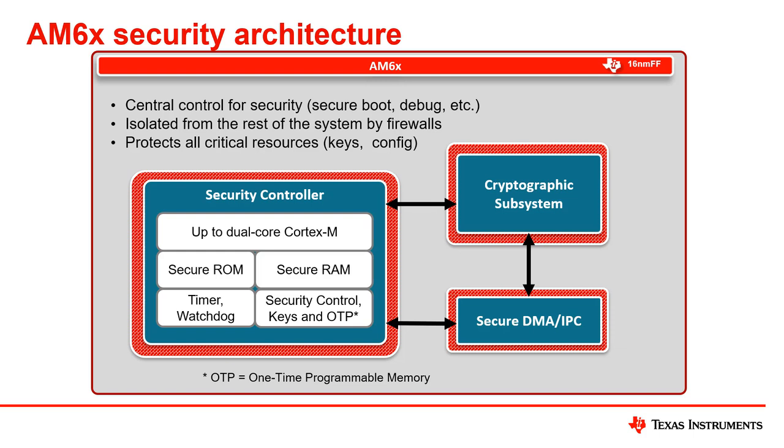The controller itself is paired with the cryptographic subsystem that we mentioned earlier to enhance and speed cryptography operations, and then also with a secure DMA and interprocessor communication, or IPC, that allows the efficient movement of data amongst these systems to implement security. All of this is wrapped with firewalls to protect the security controller and the different aspects of it from the rest of the system.